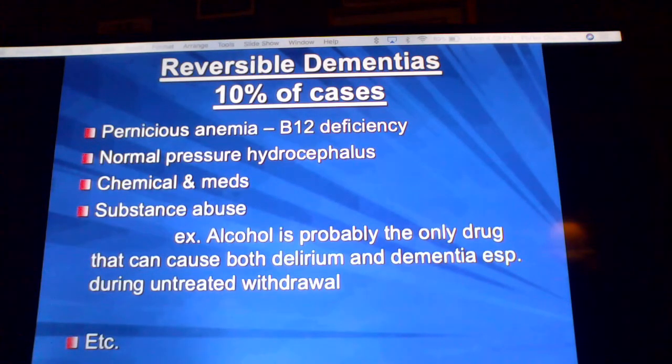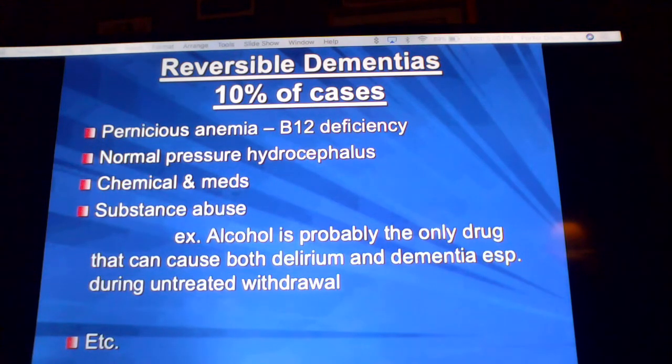Let's talk about reversible dementias, only about 10% of the cases. Pernicious anemia, this is a B12 deficiency. You give them B12 and their dementia resolves. Normal pressure hydrocephalus can also be reversed. I'm not sure how, but you can treat it. If you can get the chemicals and the meds out of the patient, they'll get rid of the dementia.